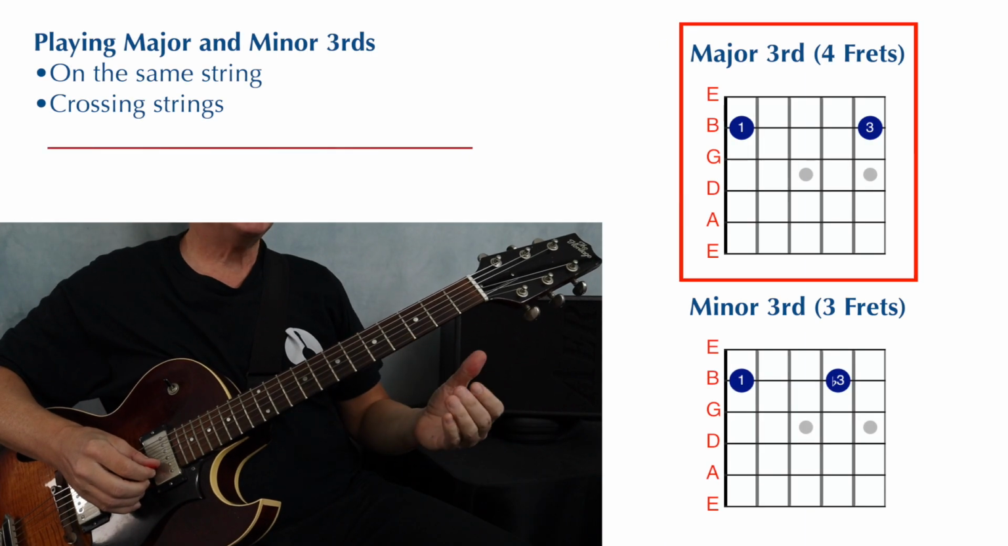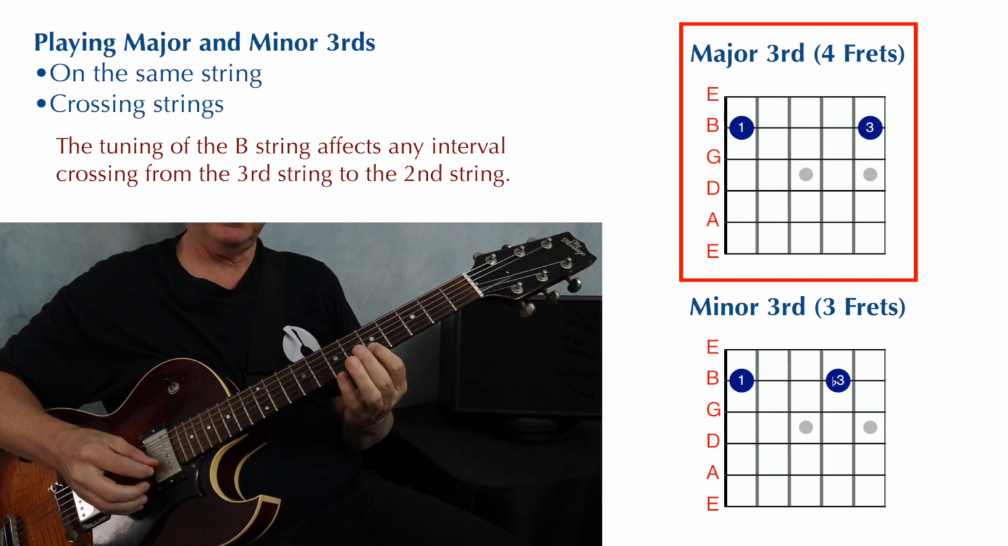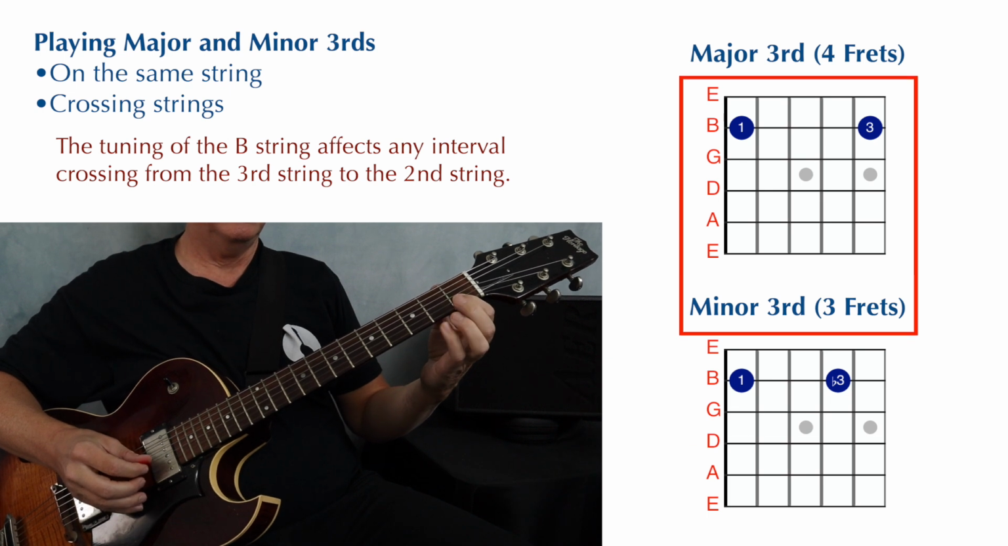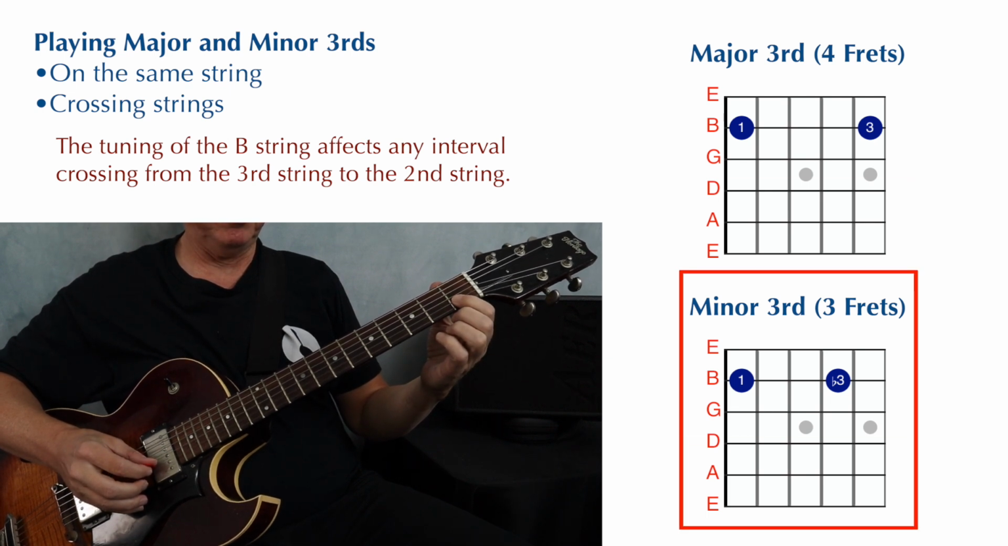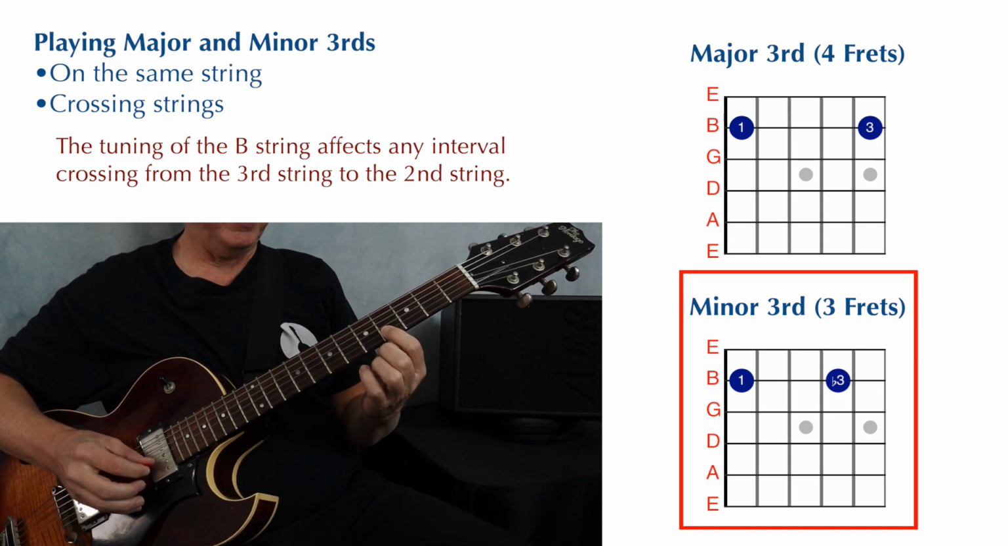To play a major third higher on the same string, play 4 frets higher, and vice versa. To play a minor third higher on the same string, play 3 frets higher, and vice versa.